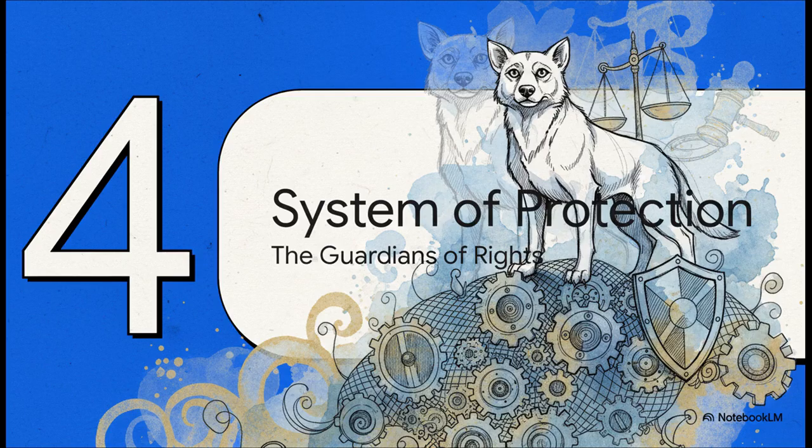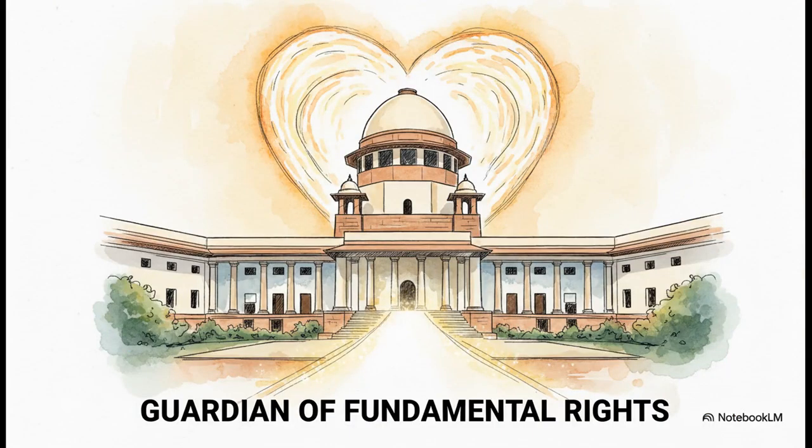This is all about the guardians, the watchdogs, and the safety nets built right into the system. The ultimate guardian of these rights is the judiciary. In fact, the right to constitutional remedies is itself a fundamental right. Think about that. It means any citizen can go directly to the Supreme Court or a high court if their rights are violated.